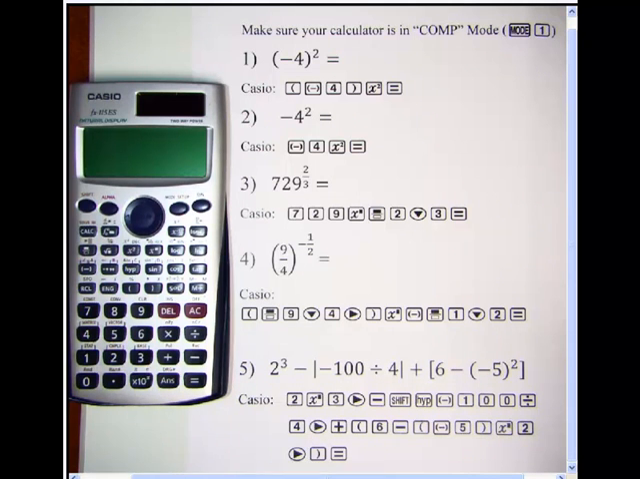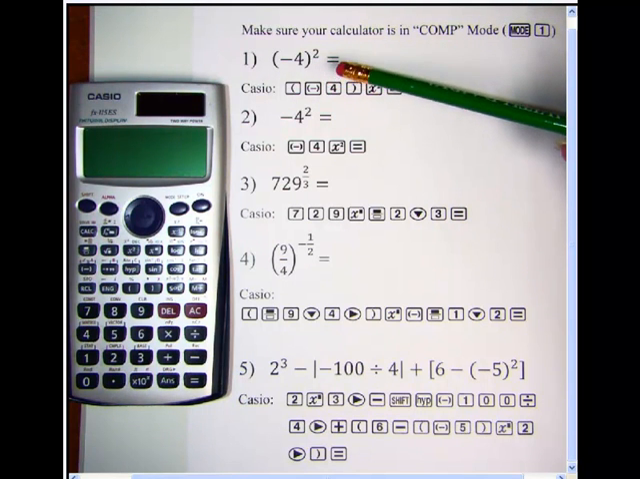Alright, in this video we're going to take a look at how to raise numbers to a power using the Casio fx-115 ES. Let's start with problem number 1, which reads -4 to the second power. Please make sure your calculator is in computation mode, and that's done by hitting mode 1.